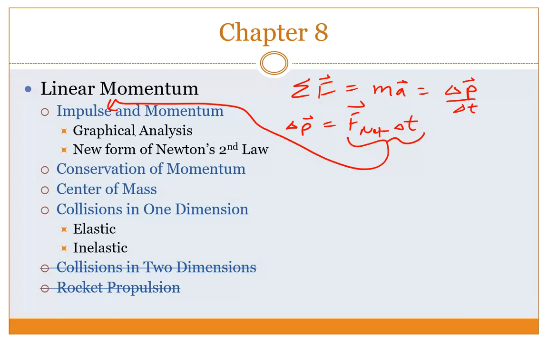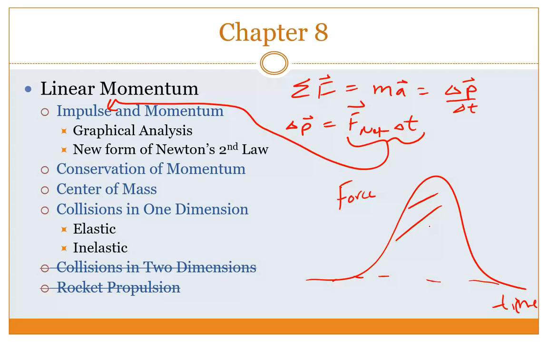So the graphical analysis is if you have a force that you can draw like this, force on this axis, time on this axis, time. Then once again, just like when we did work, the area under this is the impulse. So that's what the graphical analysis is. That new form of Newton's second law, that's the actual form of Newton's second law.